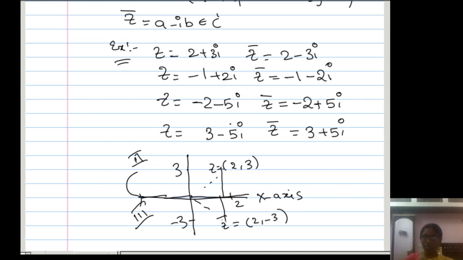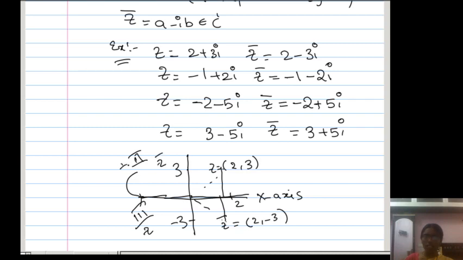Same value minus 1. So here suppose Z is in the third quadrant, minus 2 minus 5. What happened to Z bar? Minus 2 plus 5. Minus 2 plus 5 means what? The real part is the same, but the imaginary part becomes 5. Minus 2 plus 5 means x is negative, y is positive, which means you are getting Z bar here.